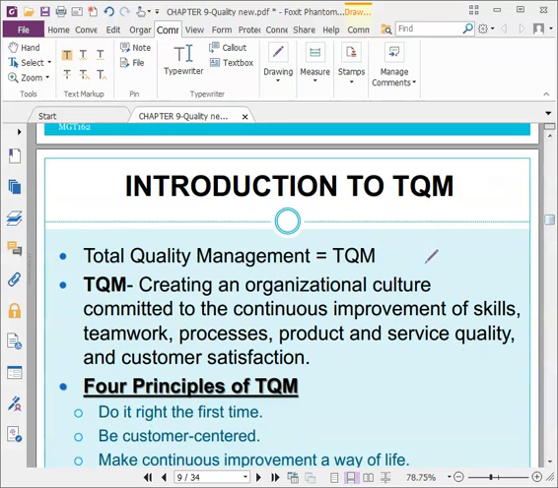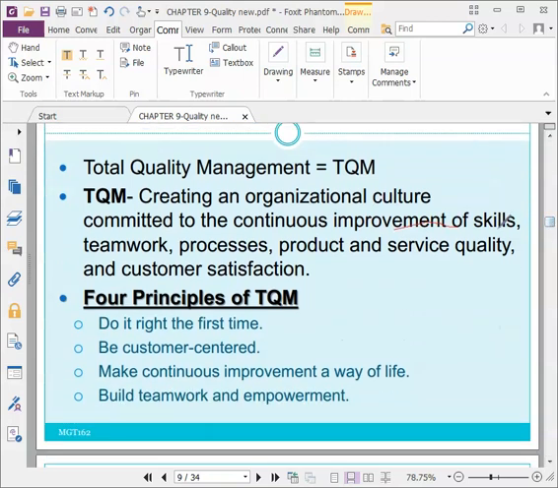Introduction to TQM. What is TQM? TQM is total quality management. Creating an organizational culture committed to the continuous improvement of skill, teamwork. Segala apa yang ada dekat dalam management itulah TQM, yang menjurus kepada to maintain the quality. Continuous improvement of skill, teamwork, to increase the teamwork in the organization, to focus on the goals and objectives, need to have the teamwork. So teamwork also total quality management, and then the process, product and service quality and customer satisfaction.